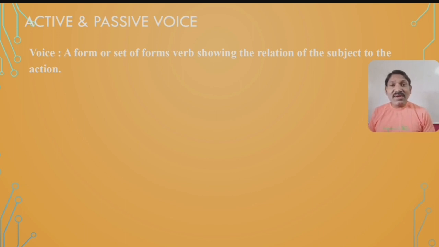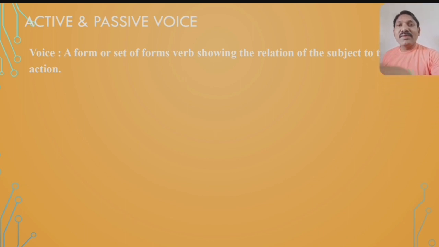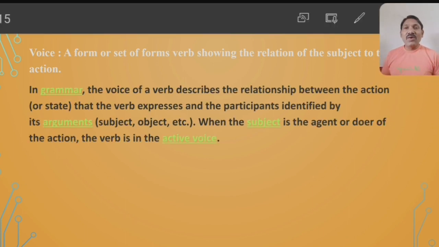Very good. Now let's try to understand what we mean by active voice and passive voice. See students, in grammar the voice of a verb describes the relationship between the action that the verb expresses and the participants identified by its arguments, that is subject and object. Okay, when the subject is the agent or the doer of action, the verb is in active voice.